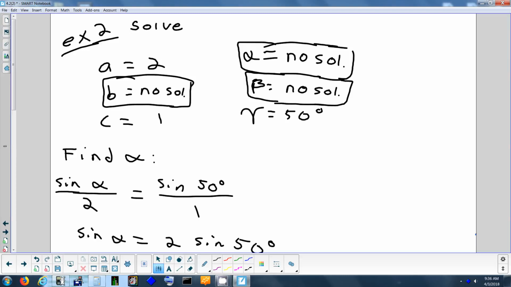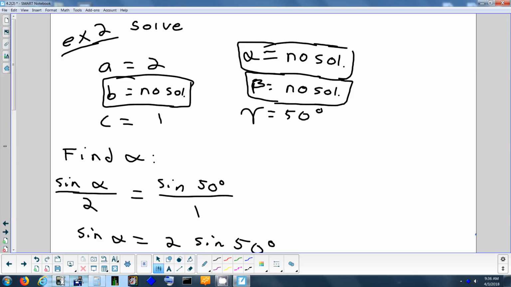Will you ever get one that like you can solve part way in, like just say you could find alpha and then you got no solution afterwards? Nope. Nope. So you should know right away that it's no solution.